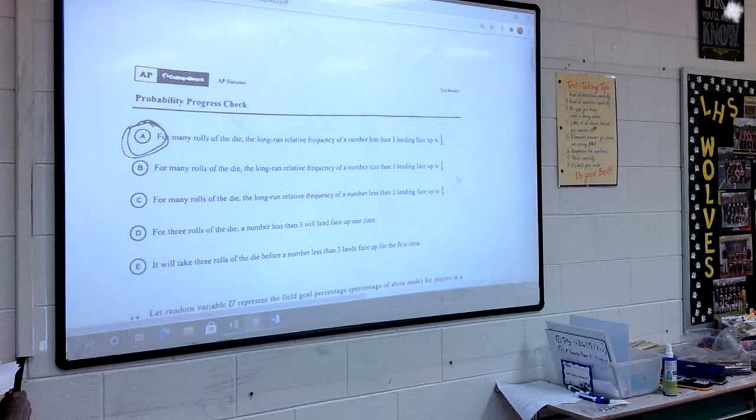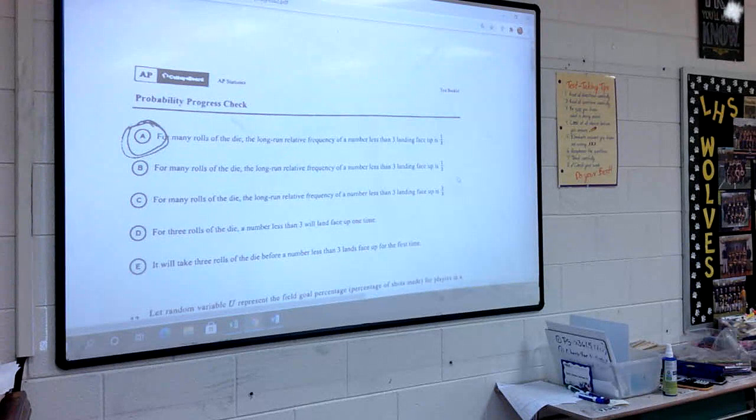Pretty difficult again. Number 11, it says, what is the best definition of the chance of rolling a number on a die less than 3? So think about it. You have on a die, 1, 2, 3, 4, 5, 6, right? So rolling a number less than 3 would be rolling a 1 or a 2. So that should be 2 out of 6, which is 1/3.